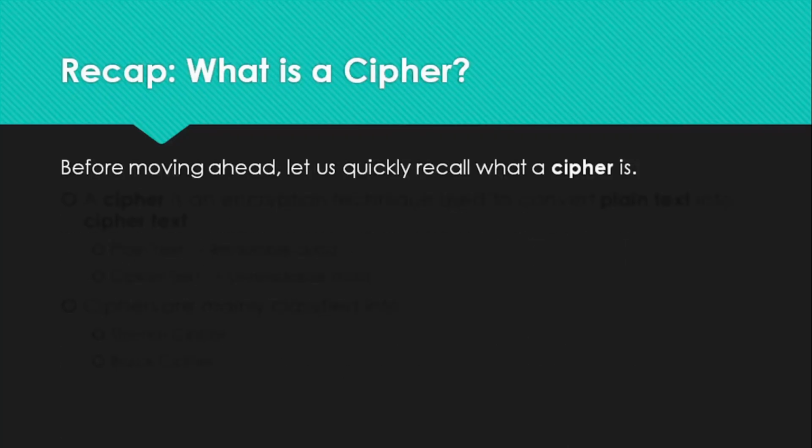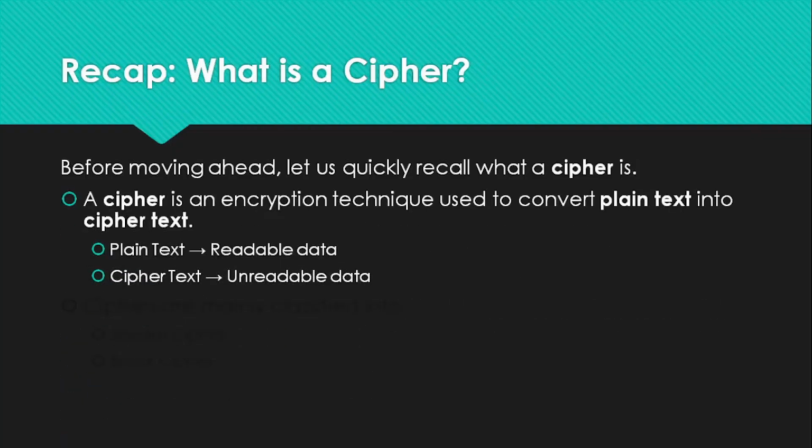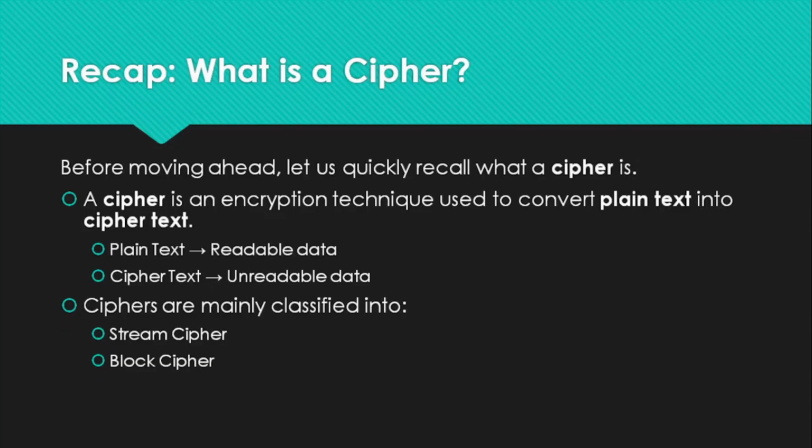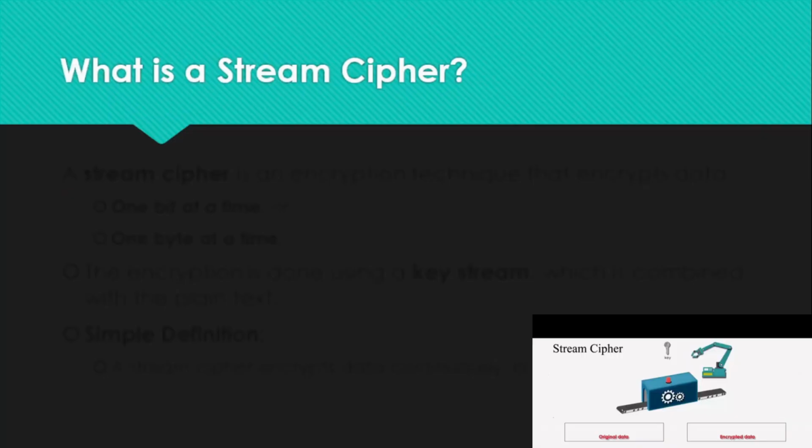So basically a cipher is an encryption technique that converts the plain text, which is readable data, into a ciphertext, which is unreadable data. This conversion ensures that the sensitive information remains secure and cannot be understood by unauthorized users. Based on how encryption is performed, ciphers are mainly classified into stream ciphers and block ciphers. So, let us first understand stream cipher.